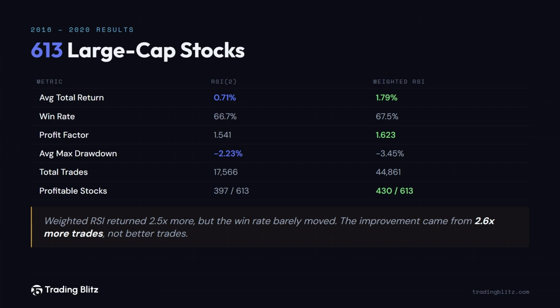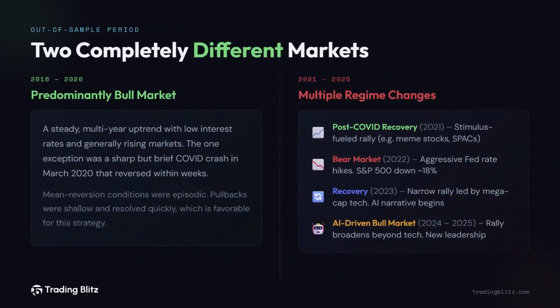Now, here's where things get really interesting. We ran the same exact test on a completely different 5-year period. This is the 2021 through 2025 period. And this period included some dramatically different market conditions. We had the post-COVID recovery, followed by the 2022 bear market, which was driven by aggressive Fed hikes.